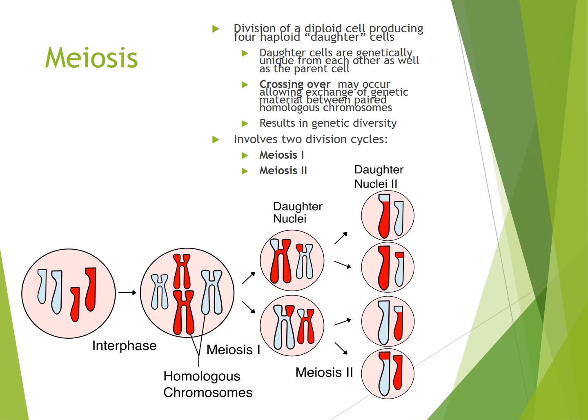So meiosis begins with a diploid parent cell that's located in the gonad, which is the ovary or the testes. And within the cell, 23 chromosomes came from the organism's mother, or the maternal chromosomes, and then 23 came from the father, or 23 paternal chromosomes.